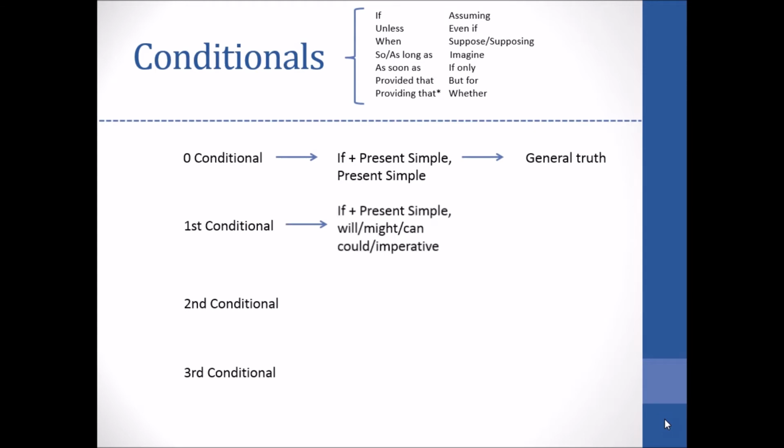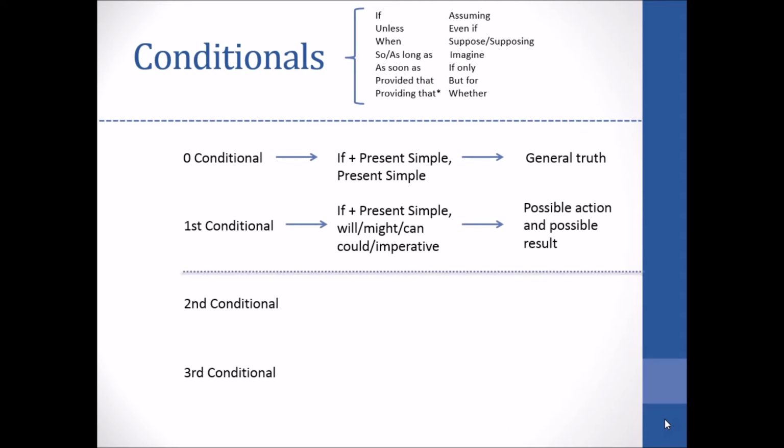For the first conditional, we've got if plus present simple, will, might, can, could, or even the imperative, depending on what you want to say. For example, if you are tired, go to bed. If you're hungry, eat. So that would be the first conditional too. And then it is used for possible action and the possible result.